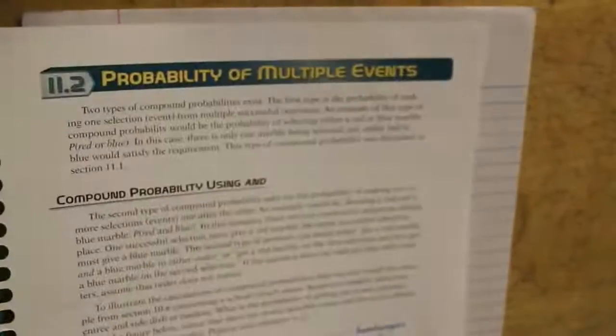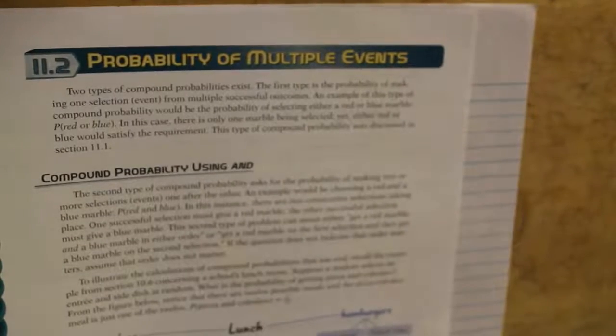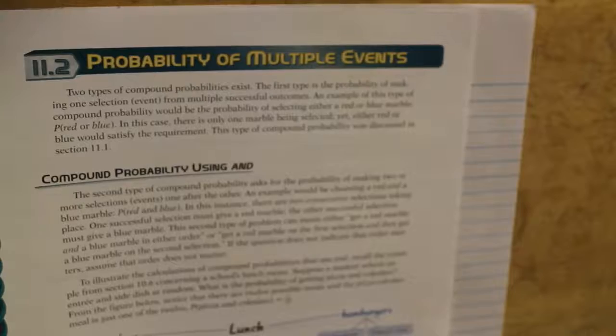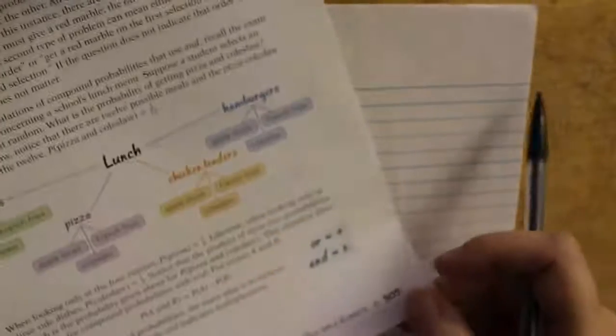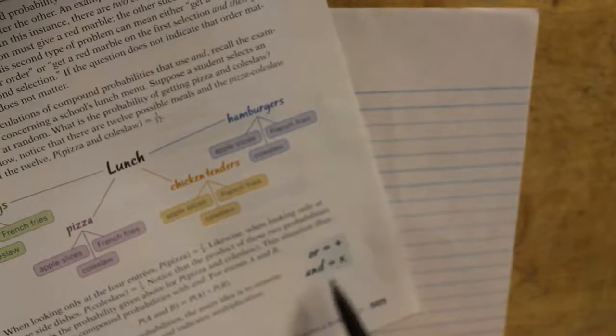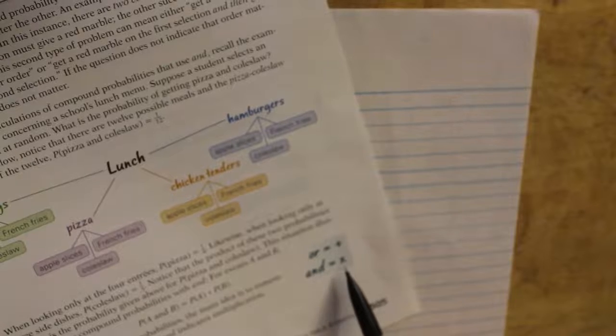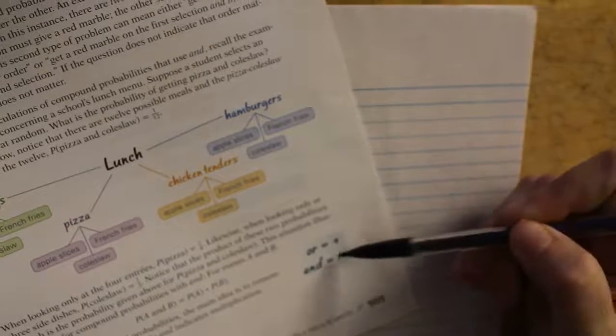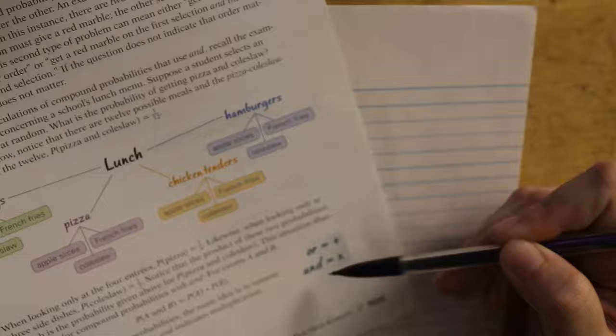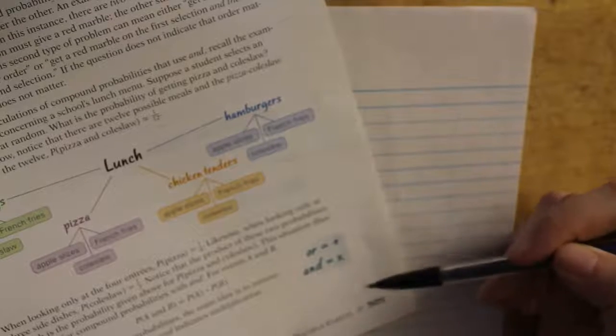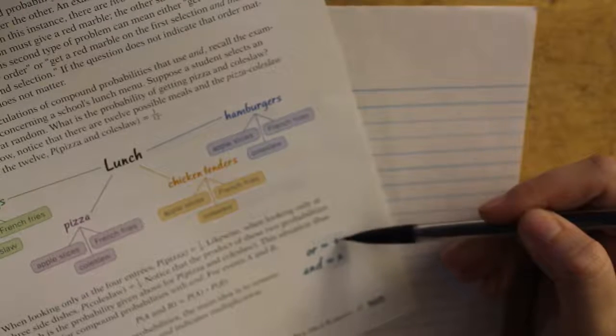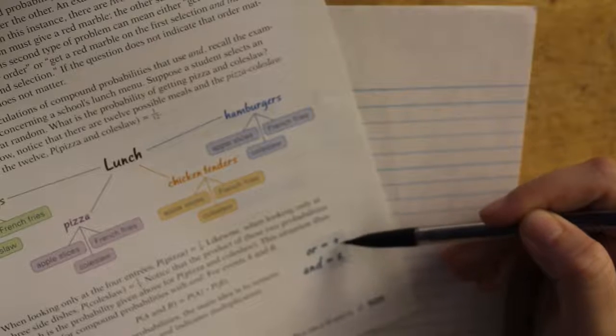Okay, and moving on into 11.2, we are going to talk about compound probability using the word and. So if you notice down here, it says or is a plus and is multiplying. So what we are moving on to now is all of the ands, situations back to back that both happened. So not just an or happening.